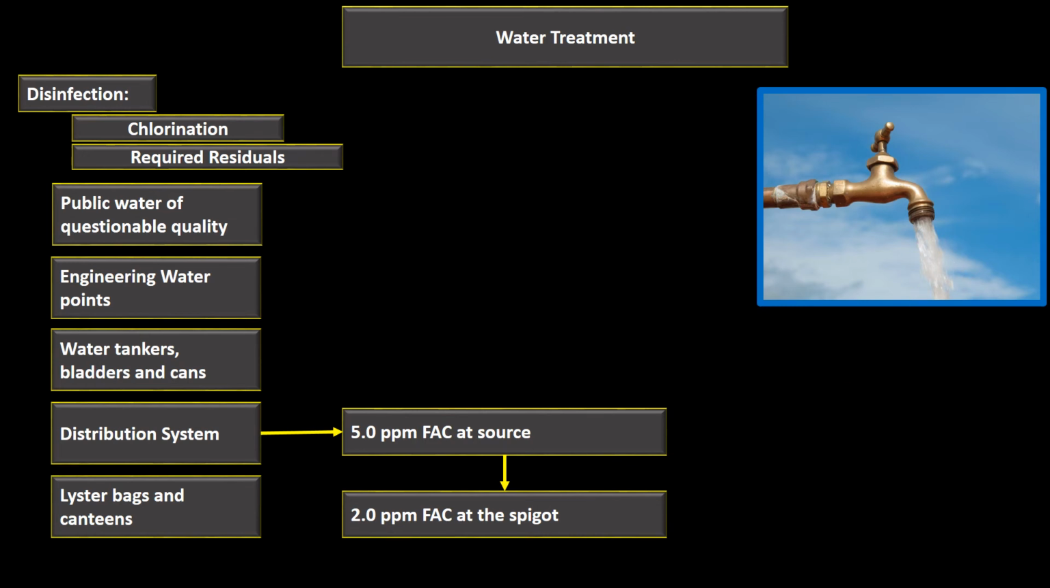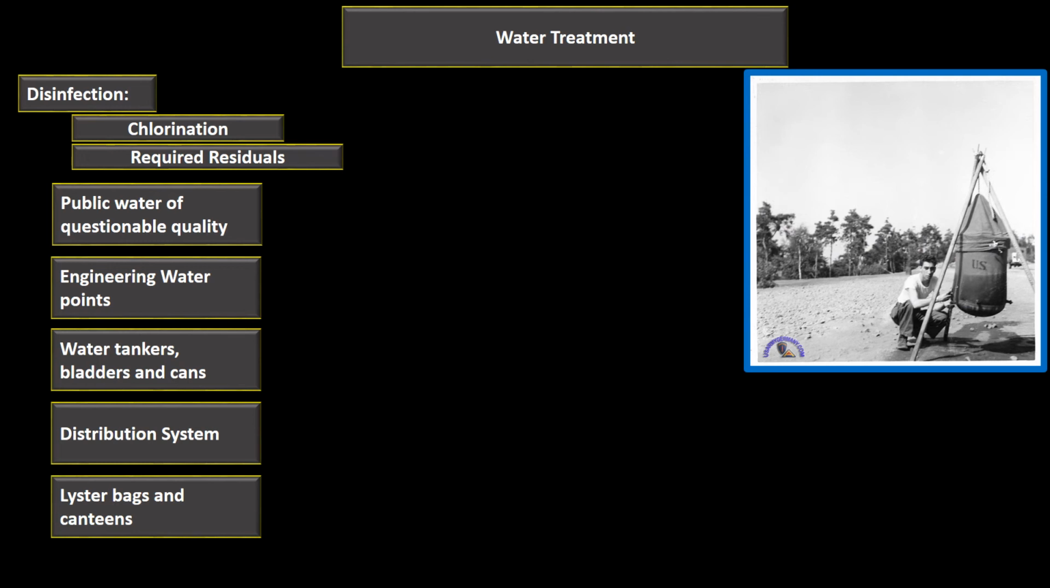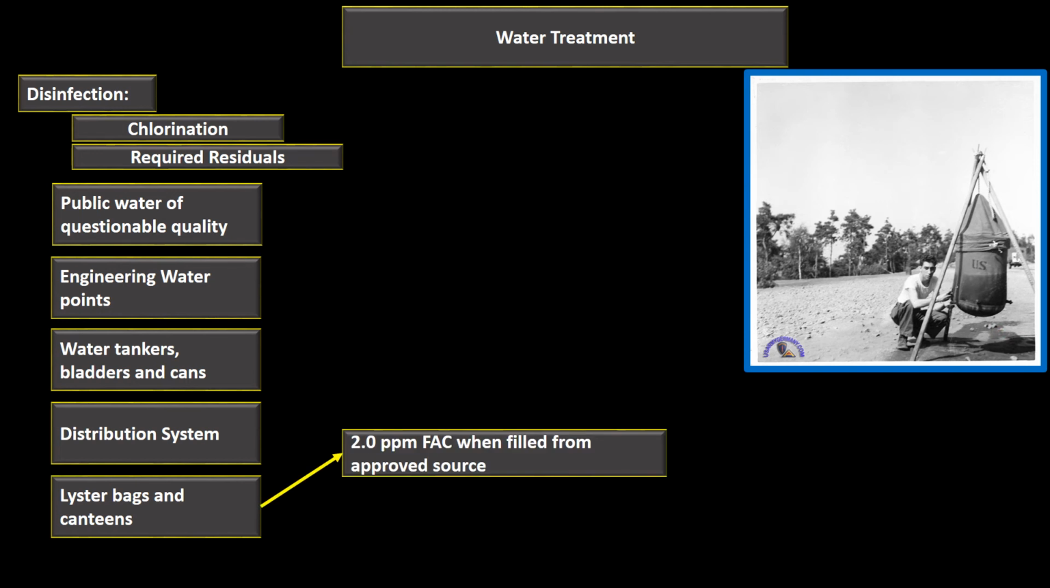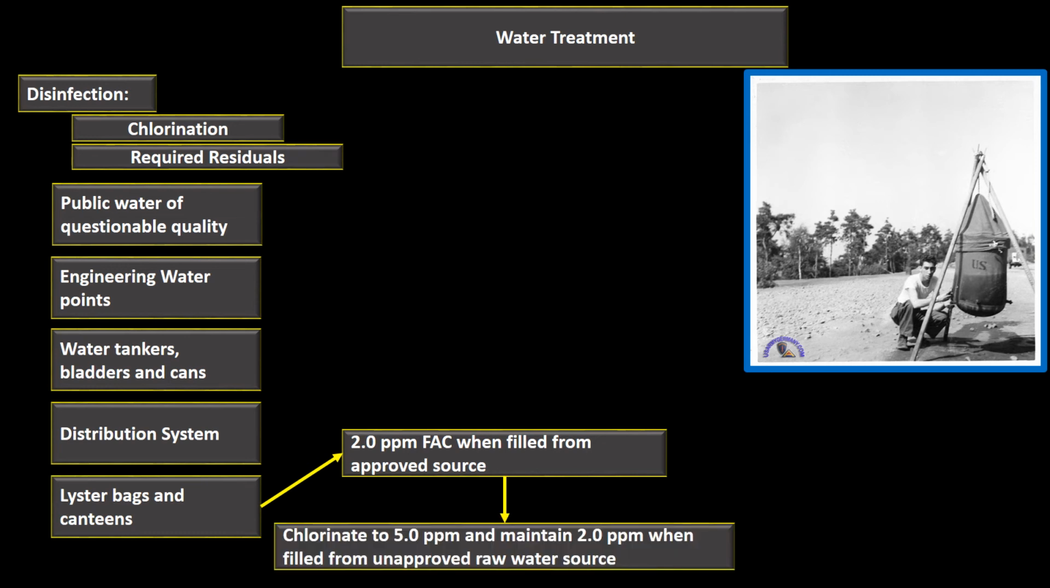Then lister bags and canteens. Our lister bag, this one right here, is a picture of a lister bag from World War II. A lister bag needs to be at 2 parts per million free available chlorine when it's filled from an approved source. If it's an unapproved, questionable source, we need to chlorinate it to 5 parts per million initially and maintain 2 parts per million after that.